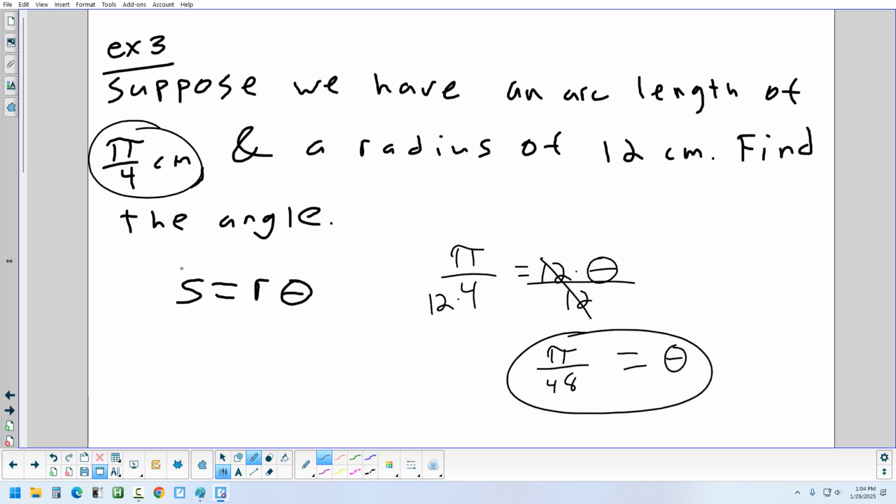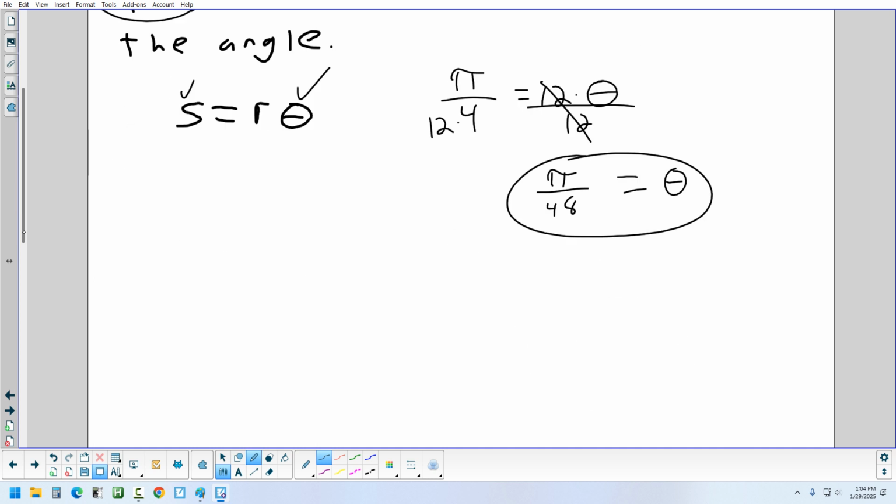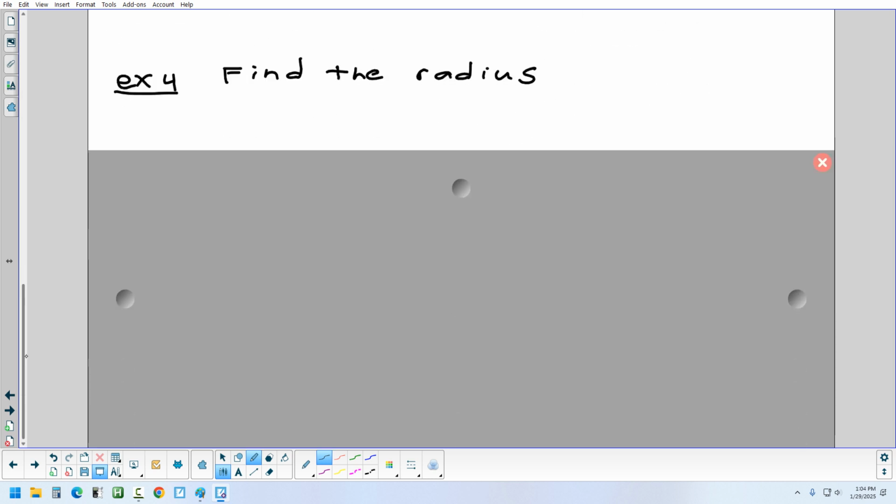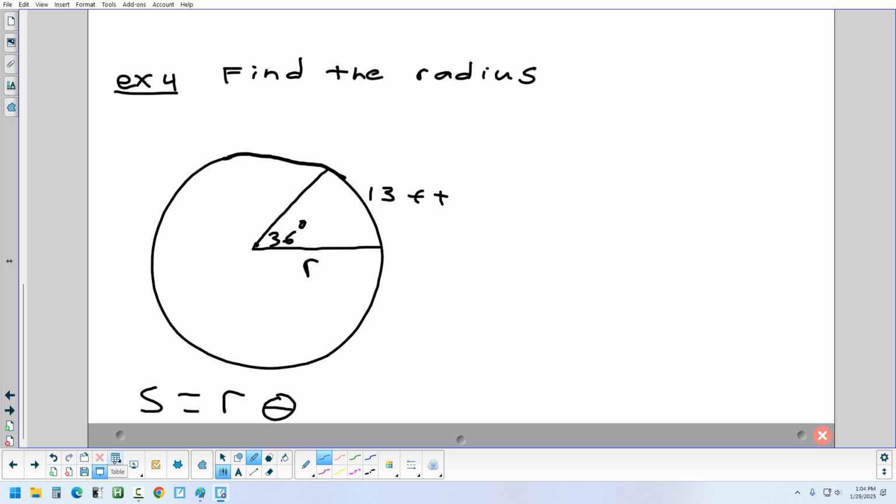All right. So we've tried finding S. We've tried finding theta. Now let's look at finding the radius. Would we ever have to find more than one? No, you have to be given 2 to do it. If you're only given 1, that's not enough information. All right, so I got the formula. What's the first thing we'd have to do here? Convert 36 to radians. Okay, so let's convert 36 degrees into radians.